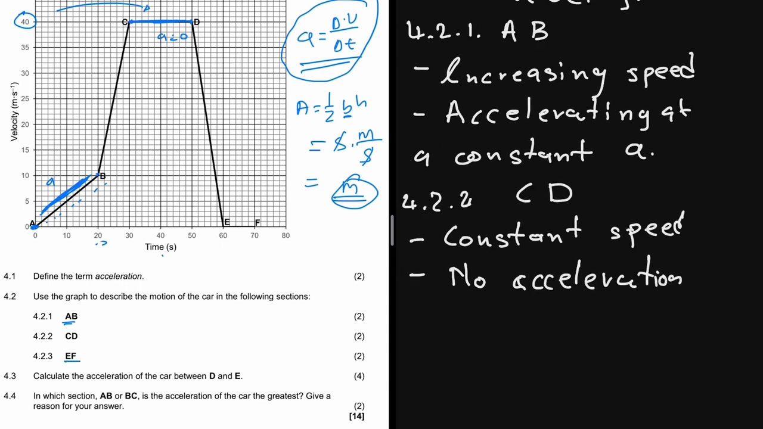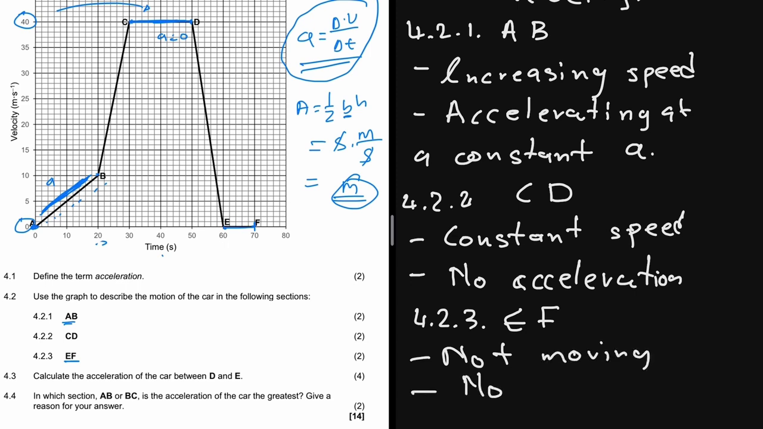The last part is 4.2.3, E to F. From E to F, the velocity is 0. That means the car is not moving. From E to F, the car is not moving, it's at rest. And if it's not moving, therefore no acceleration.